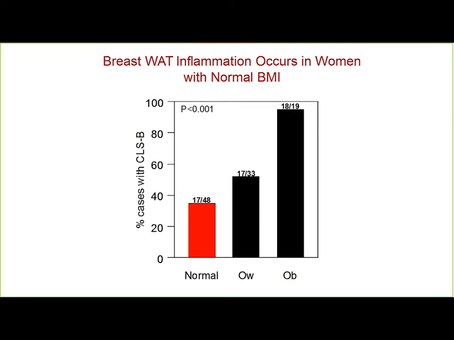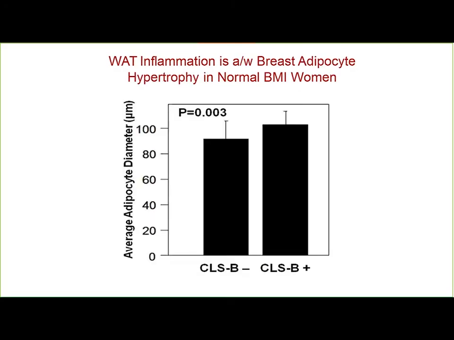For many, many years, I have wondered why a normal-sized woman who was wild-type for BRCA1 or BRCA2 might develop breast cancer. That's a fundamental question. And so I hope to convince you that inflammation is likely to be contributory. So we decided to focus on these normal BMI women.